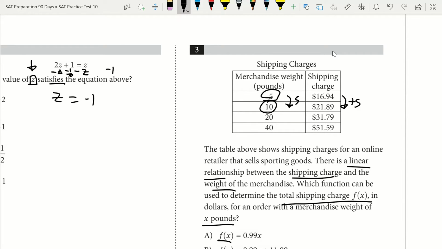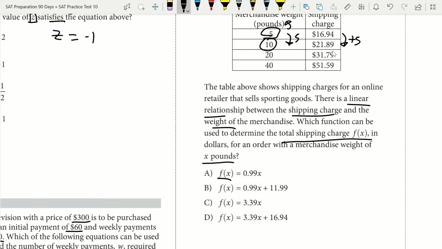So now I'm going to go back and I'm going to find my intercept, because I know if I find my intercept, if my intercept is at 0, then I can get rid of B and D, and if it's at a non-zero, then I can get rid of A and C. All right, so let's go ahead and take a look.